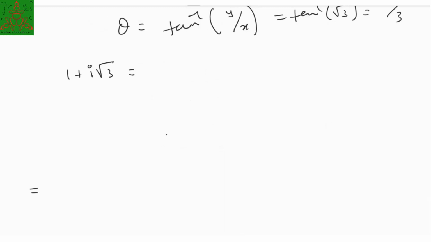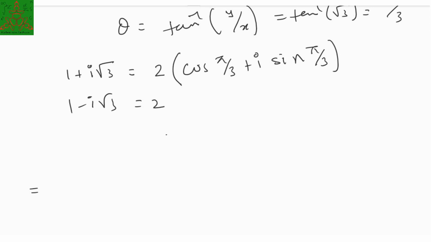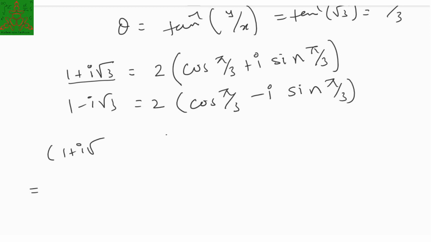So 1 plus i√3 I can write down as 2, that is r, into (cos π/3 + i sin π/3). And 1 minus i√3 I can write down as 2 into (cos π/3 − i sin π/3). That I can get by taking the conjugate here. So if you take the conjugate on both sides, it will give you this. Now we need to simplify what will be (1 + i√3) raised to 90 and (1 − i√3) raised to 90.